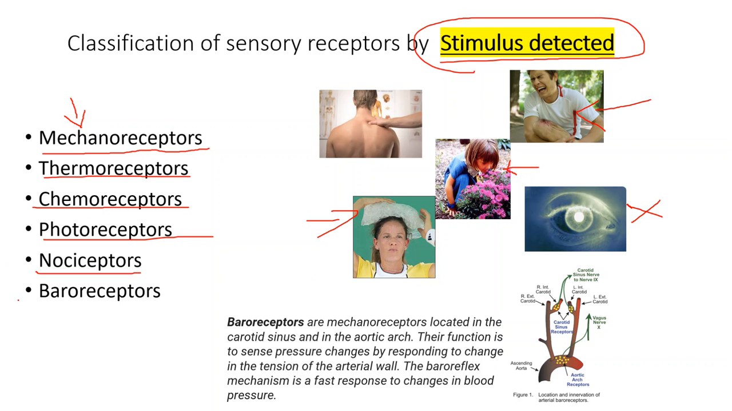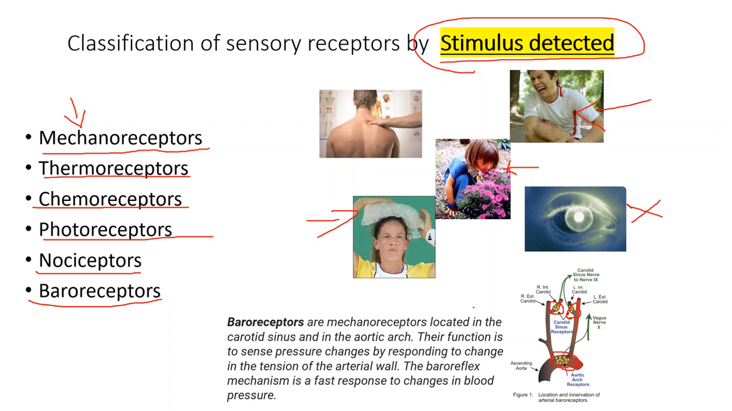And lastly, baroreceptors. Baroreceptors are pretty much mechanoreceptors, but they're located specifically in the carotid sinus and aortic arch, as shown here. Okay, there are receptors here in these big aortic branches of your body, and the function is to sense the pressure changes and by responding to change in the tension of the arterial wall.